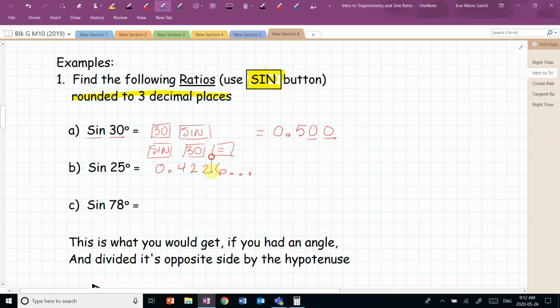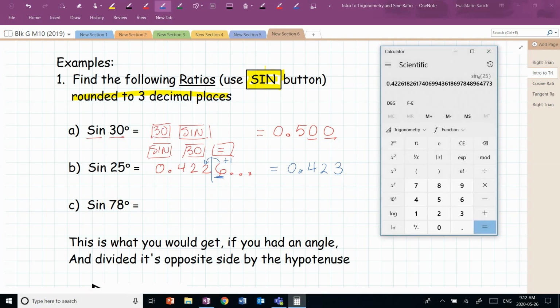So I'm going to cut it off after 3 decimal places. So I'm going to look at the part that's been cut off. If it's a 5 or higher, in this case, we're going to add 1. So this is going to equal 0.423. Okay, rounded. Okay, let's do another one here, the sine of 78 degrees.